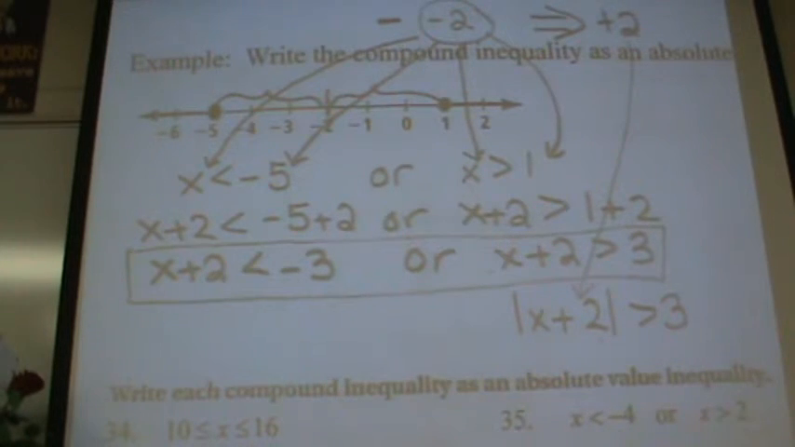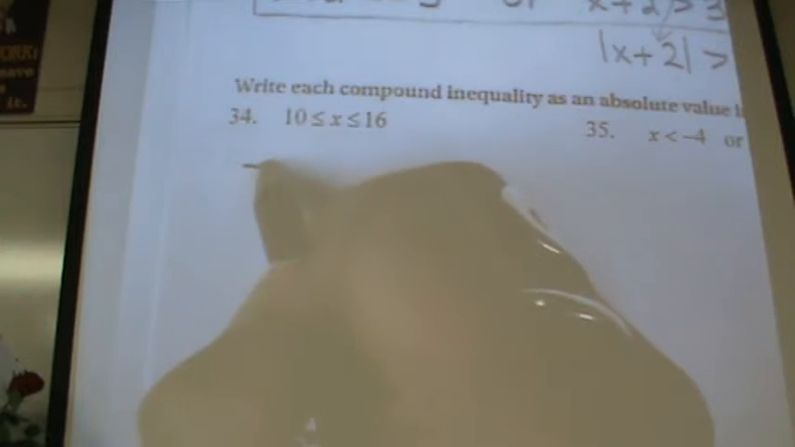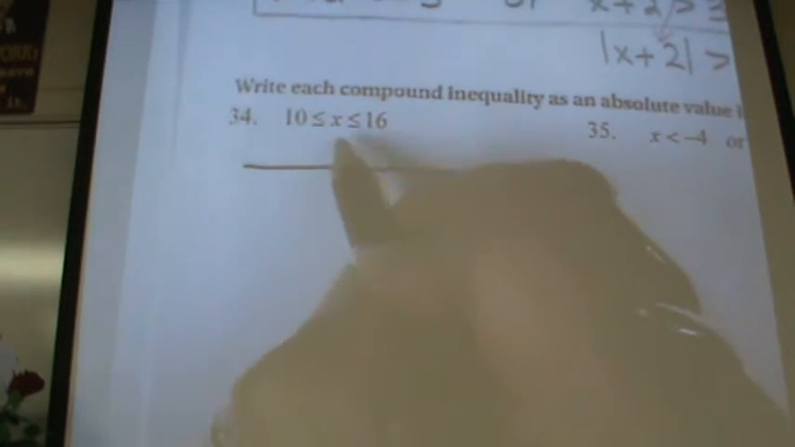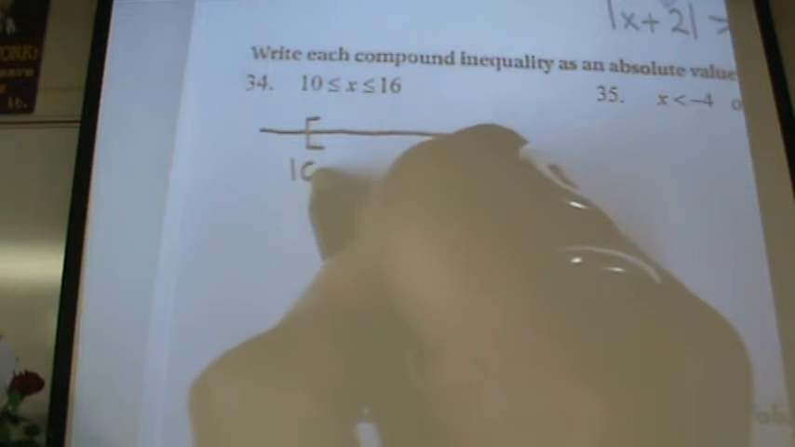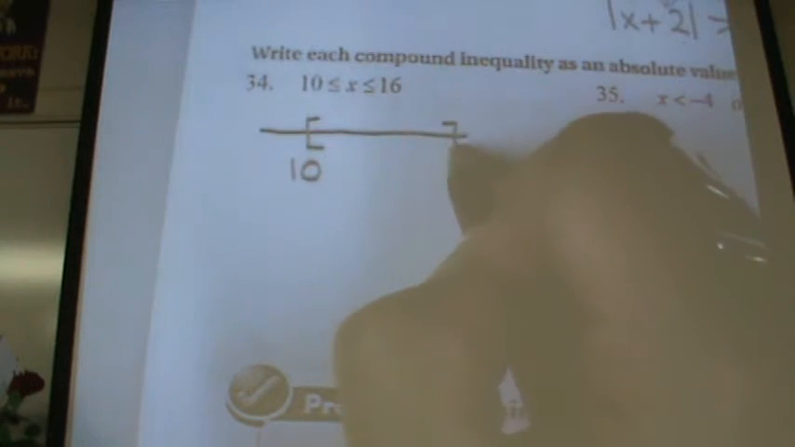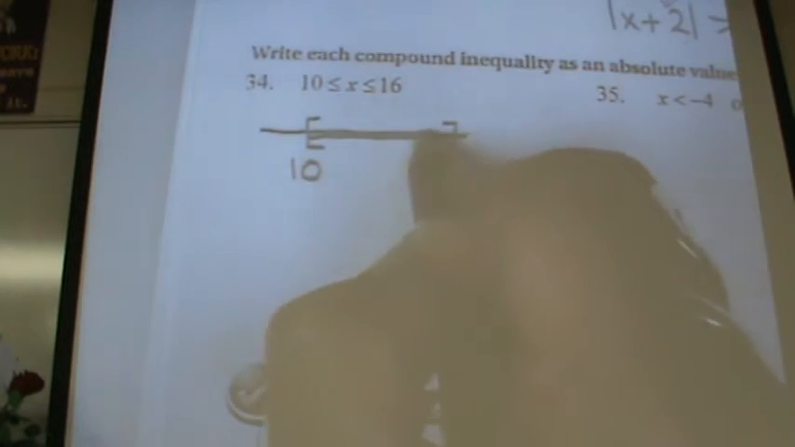Yes, like if the halfway number was 2. Let's do this one, you'll see it here. Watch this one. Okay, see this? This is a 10, and this is a 16, right? I'm going to let you see it here. That's the graph of it.